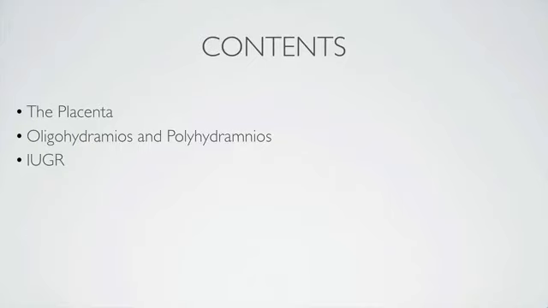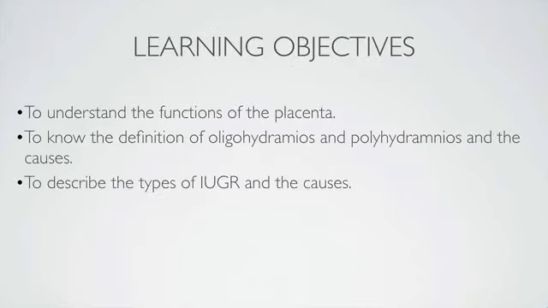So our learning objectives are going to be to understand the functions of the placenta, to know what oligohydramnios and polyhydramnios are and know the definitions and the causes, and to describe what intrauterine growth restriction is and the different types and their causes.